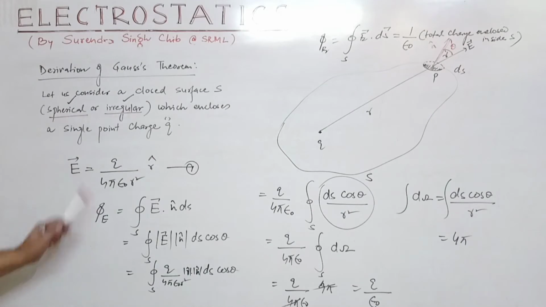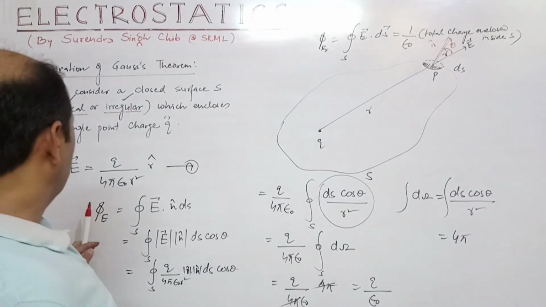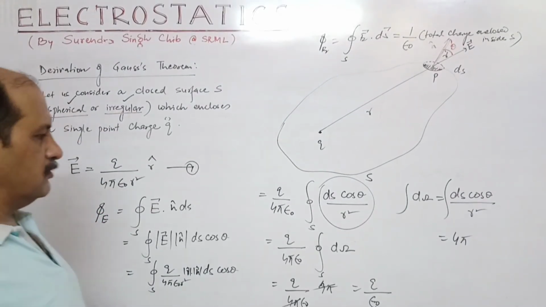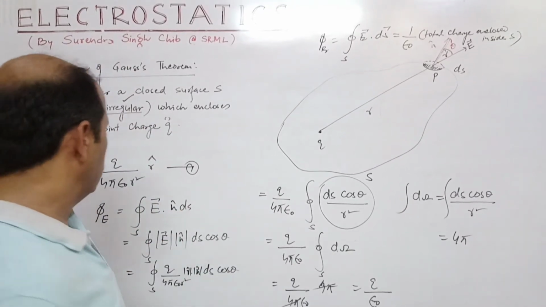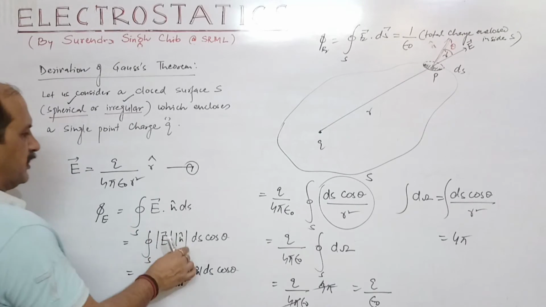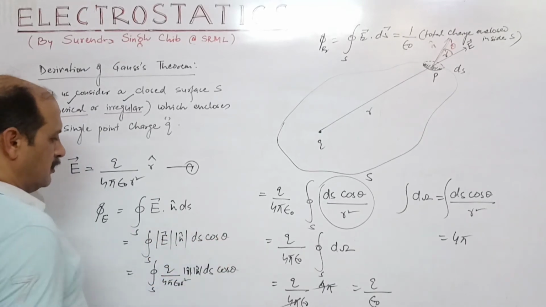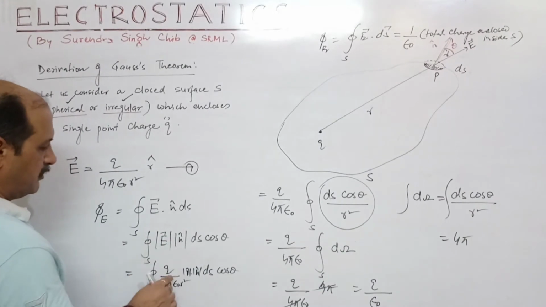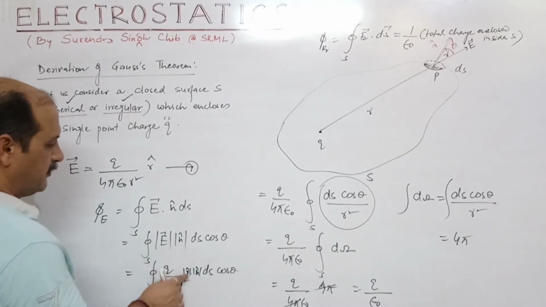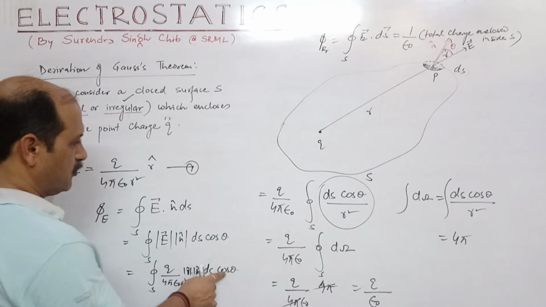So see, this is flux. Electric flux equals surface integral E dot n cap ds. हमने mod of E डाला, mod of n cap ds डाला, cos theta डाला. What's the value of mod of E? Q upon 4 pi epsilon naught r square. R cap is 1, n cap is 1, ds cos theta.